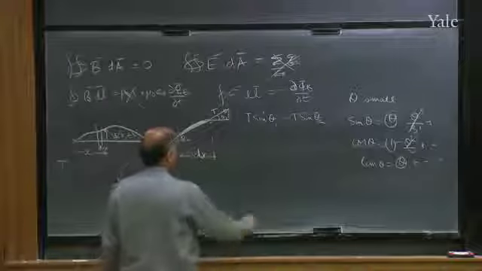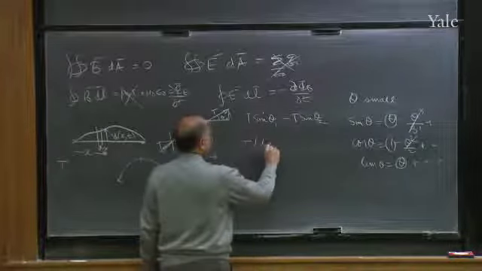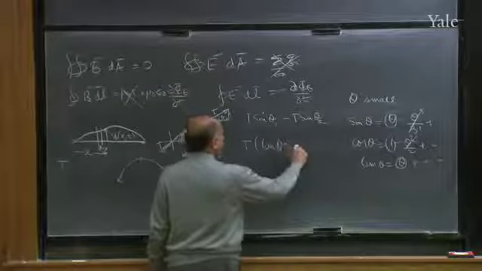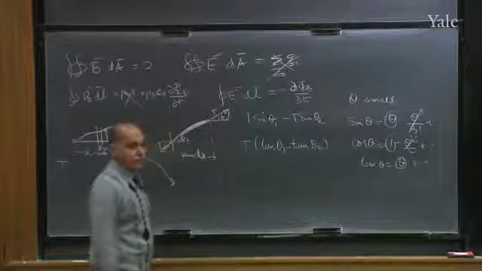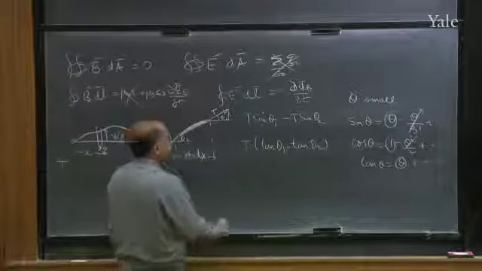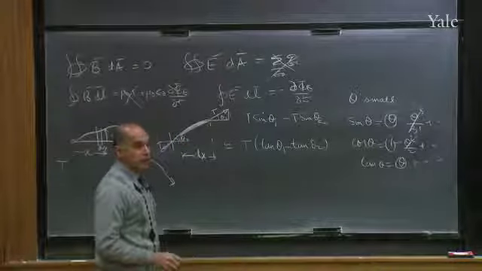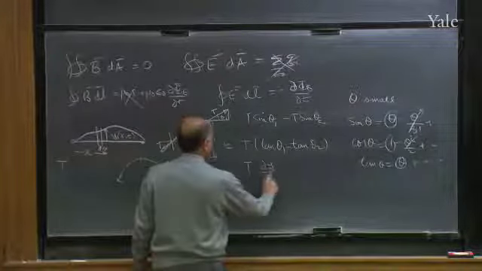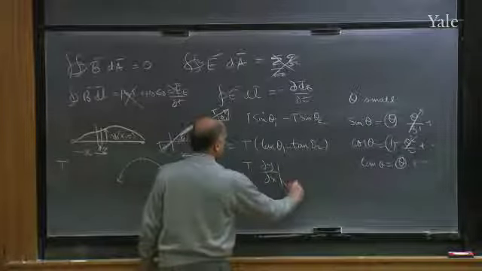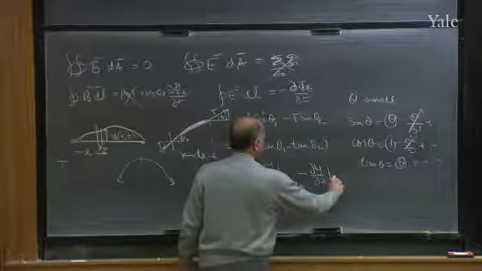If you do that, with sine theta and tan theta being equal, I can write it as tan theta 1 minus tan theta 2. But that's in the approximation where sine and tan are all roughly equal. That is really T times dy/dx at the point x plus dx minus dy/dx at the point x.